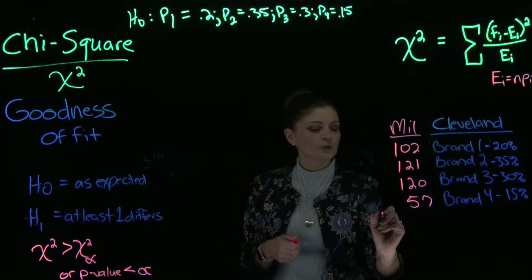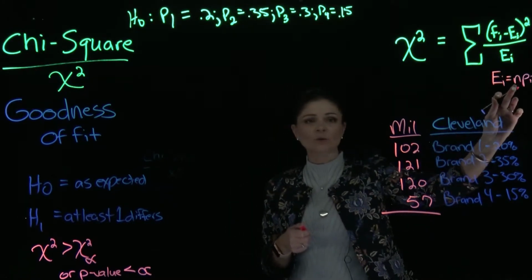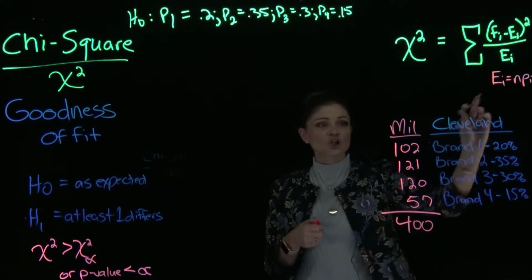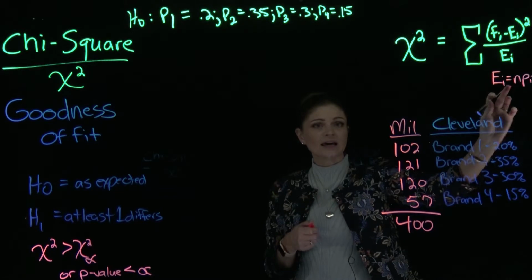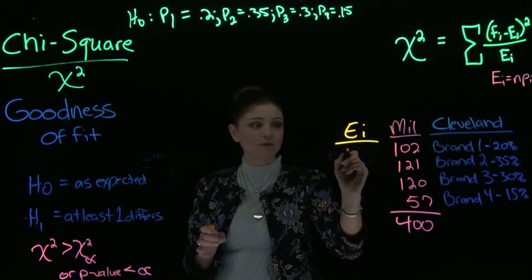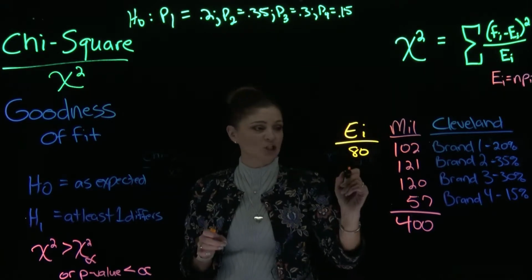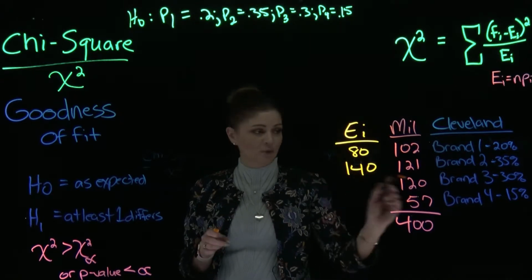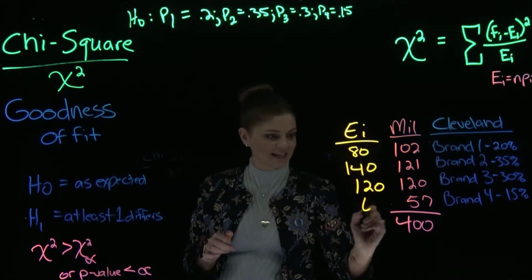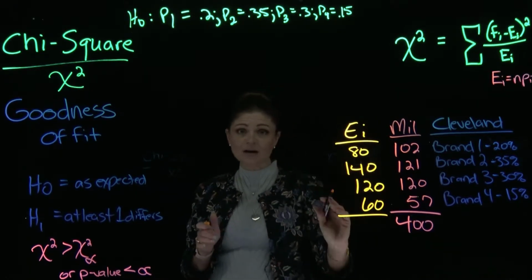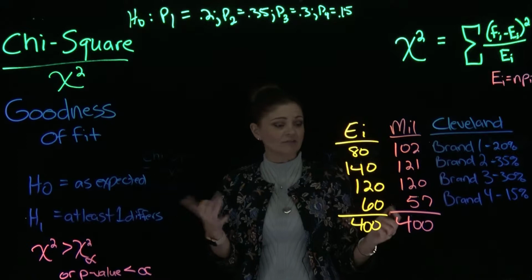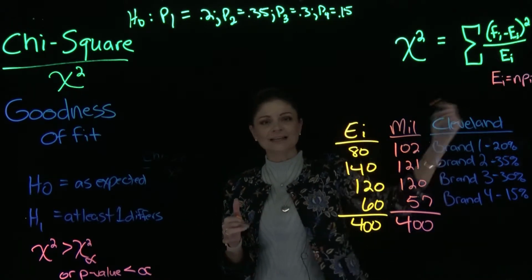test statistic. So first thing we're going to do is add up all of these because we need our total N. We don't know what that is just by looking at this. So if we add up all these numbers, we'll get 400. For each of these, we need to calculate our E. So we're going to take 400 times our 0.2, and for brand 1, we're going to get 80. For brand 2, we're going to get 140. For brand 3, we're going to get 120. And for brand 4, we're going to get 60. If we add all these up as a double check, we'll also get 400, which is our total N. We can never have more than what we have. So this is our E for all of our Cleveland data.